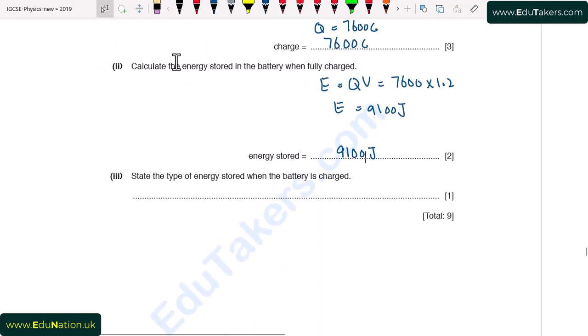Next part is to state the type of energy stored when the battery is fully charged. So chemical energy is stored in the battery. I write here chemical energy.